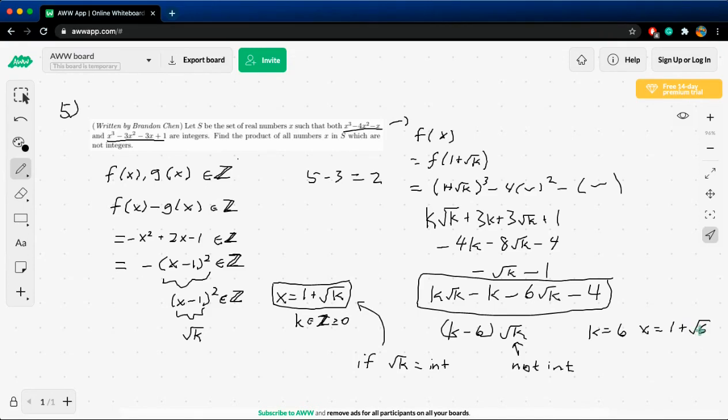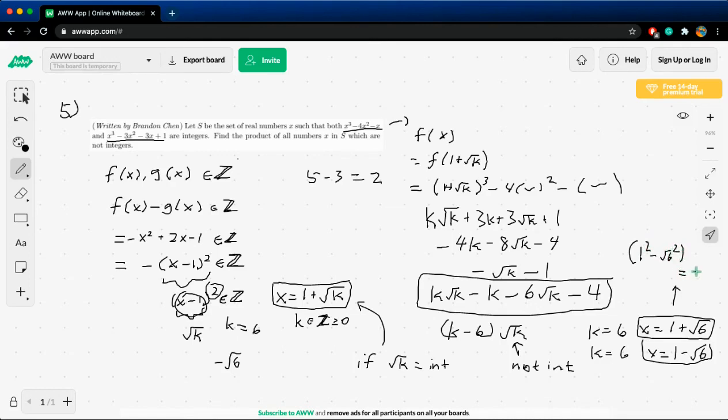Well, hold on. Is this the only solution? Well, it's not, because if you look back to where we came from, we have a square here. So we know that k is always 6. But that means that x minus 1 on the inside doesn't have to be square root of 6. It could also be negative square root of 6. So if k equals 6, we can also have x equals 1 plus negative root 6, or 1 minus root 6. These are our two solutions. We multiply them together and, by the difference of squares, we get 1 squared minus square root of 6 squared, which equals negative 5 for our final answer.